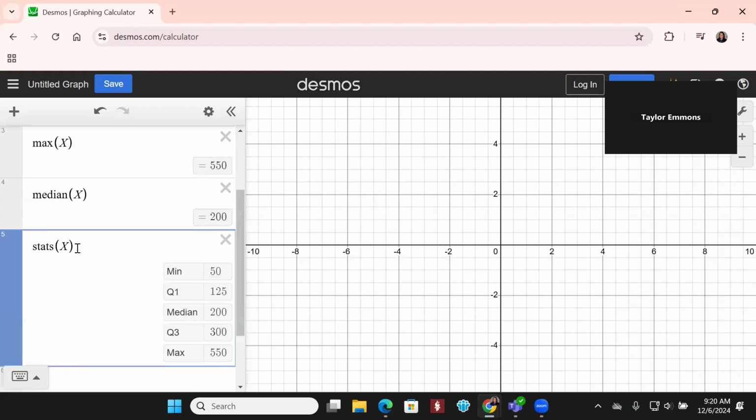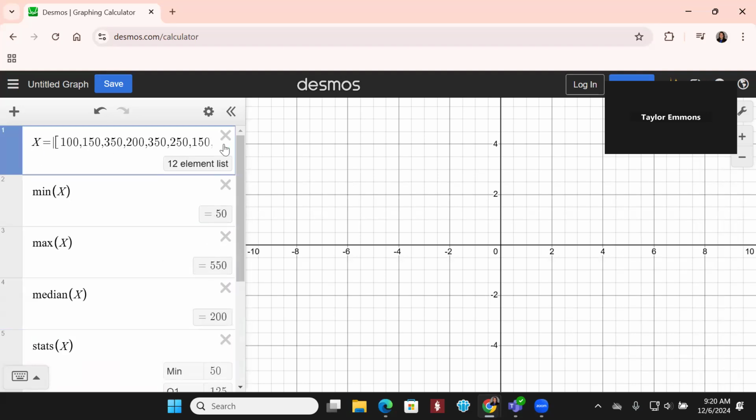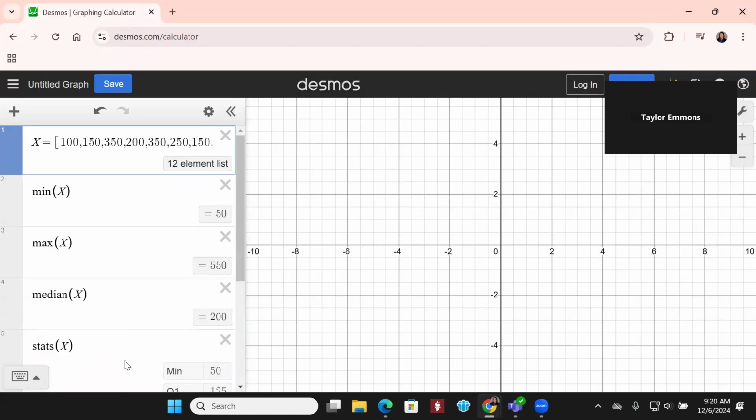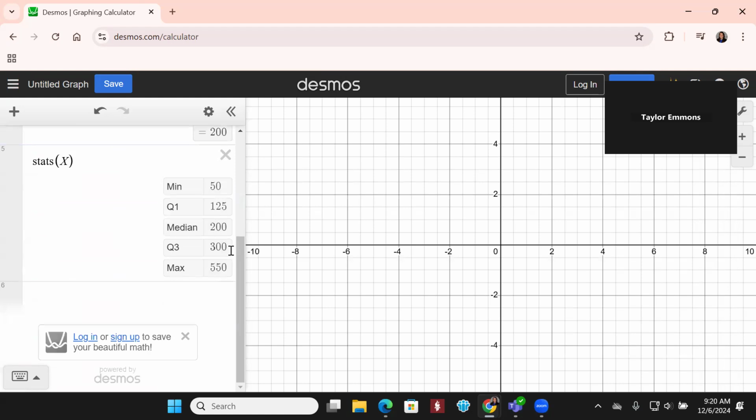Stat X. Make sure that you put bars around your element, and then make sure that you use a capital letter for your variable. Okay, shouldn't get those questions wrong. Interquartile range is Q3 minus Q1. So Q3 is 300. Q1 is 125. So what's 300 minus 125?